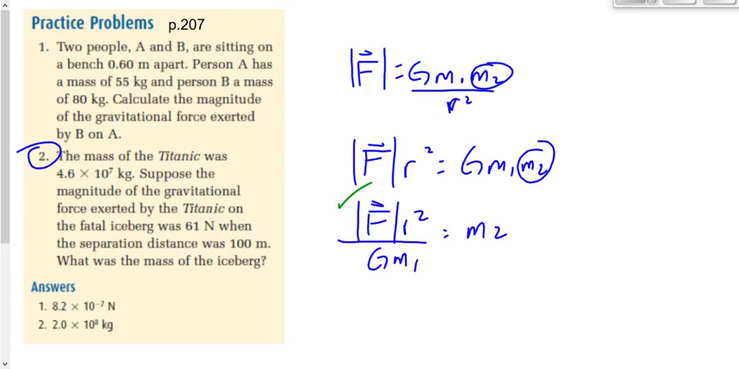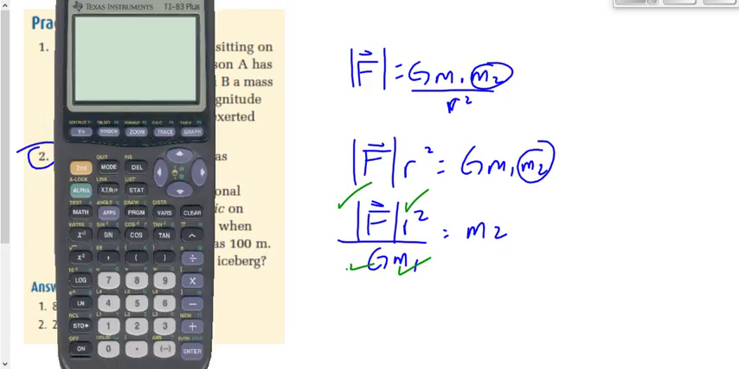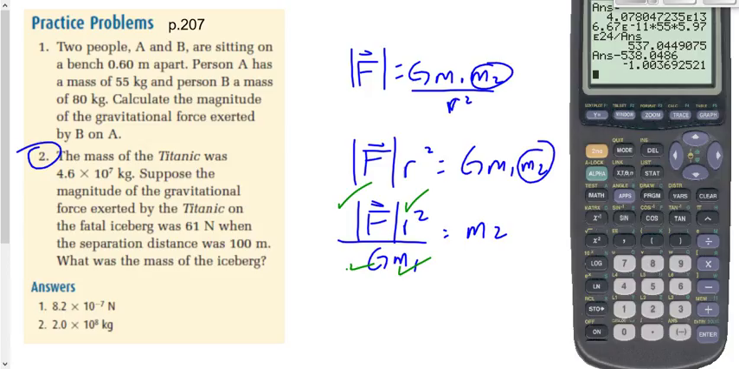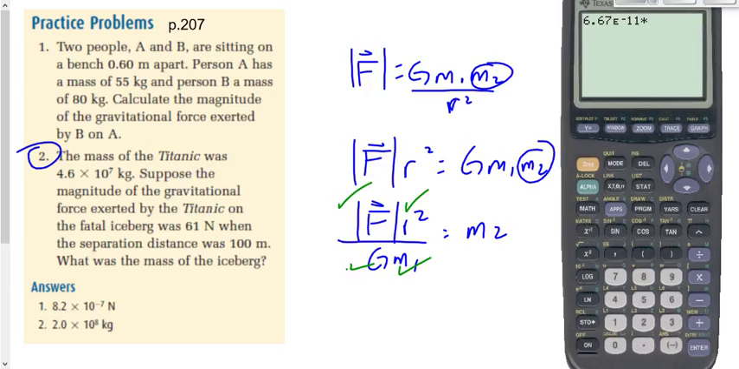We have F, we have r, it's 100, but then we got to square it. And we have G is 6.67 times 10 to the minus 11. And we have the value of m1, which is 4.6 times 10 to the 7. Be careful on the bottom here, okay? Use some brackets. Remember what we've always said? When you end up with some calculation on the bottom, do it first. So let's multiply G, which is 6.67 times 10 to the minus 11, times m1, which is 4.6 times 10 to the 7 kilograms. Okay, there's the bottom number.